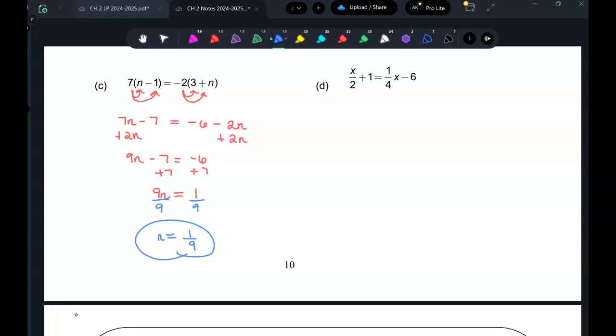Wait, we are on the bottom of page 10, on the chapter 2 notes. Okay.